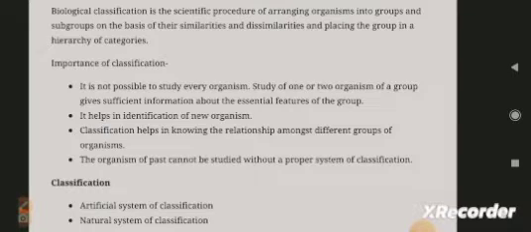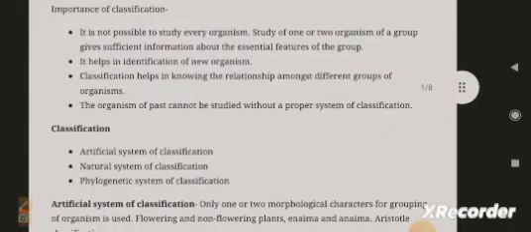So importance of classification is, it is not possible to study every organism that exists in the world. A study of one or two organisms of a group gives sufficient information about the essential features of the group. Yes, if you study one or two, you will know about all the others. It helps in identification of new organism.